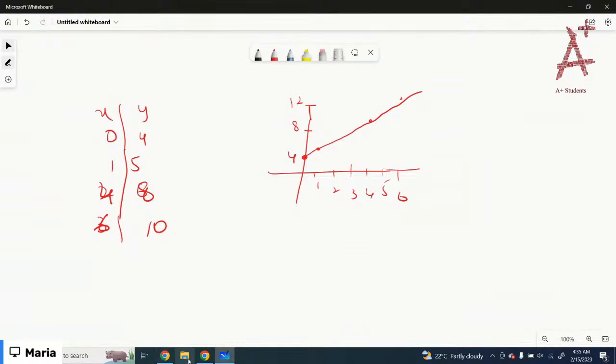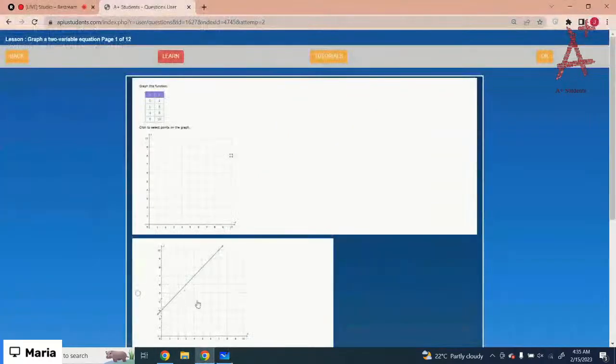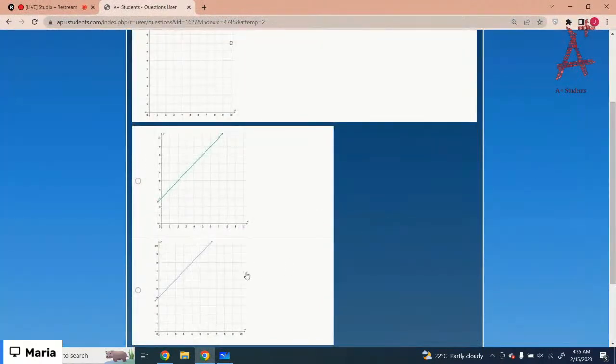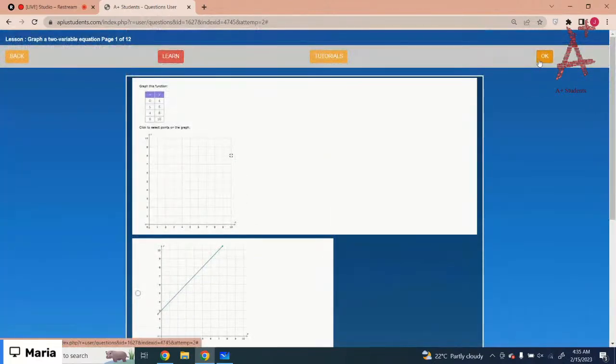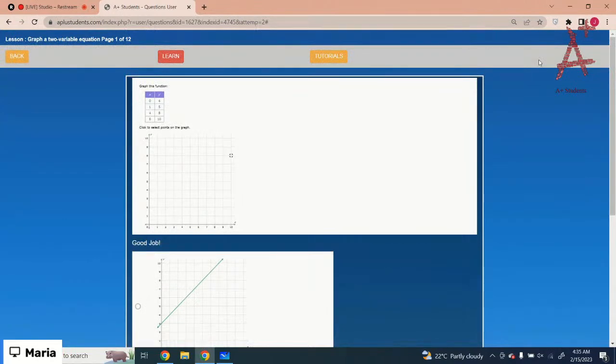Got it? So the correct option is the one that is starting from 4. So the second option is the correct one. Got it? Select the correct option, then click on the OK button.